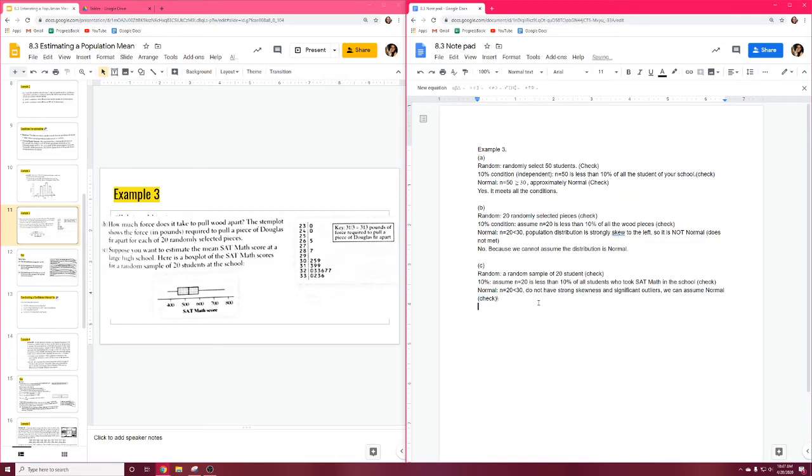Again, when we check for normal, it doesn't need to be strictly normal. It just needs to be approximately normal, as long as the population doesn't have very strong skewness and doesn't have very significant outliers. We can check that. So over here you will say yes, it met all the conditions. Okay. All right. So this is example 3.